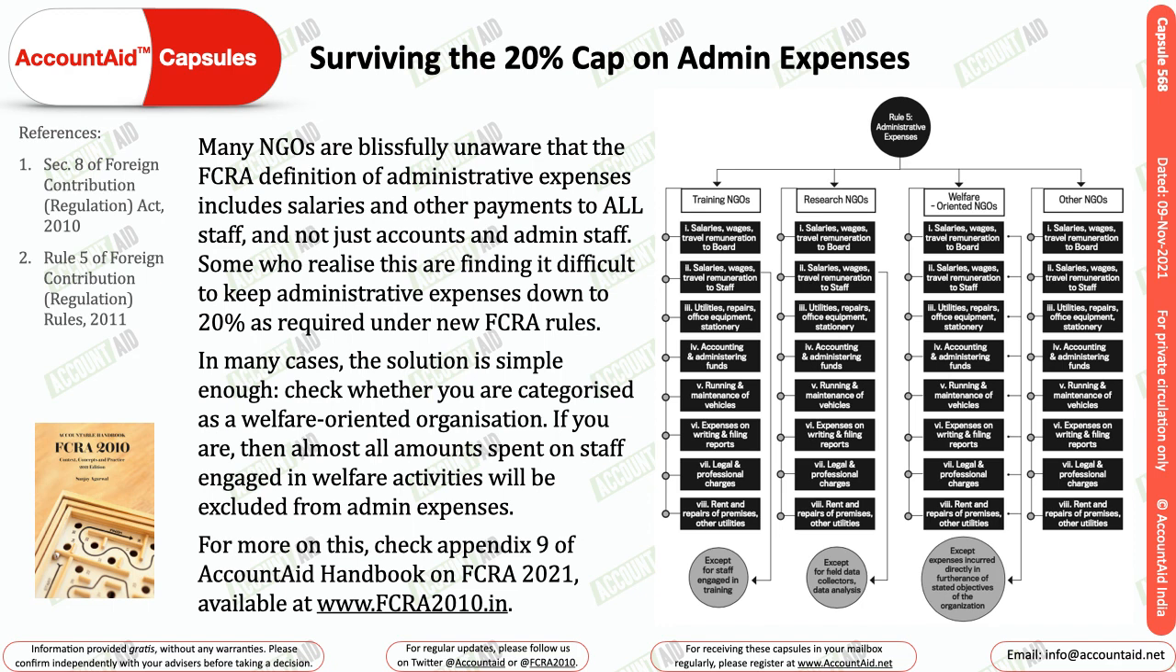Please do study that, because this admin expense problem is going to become increasingly prominent as we proceed over the next 5 years, and perhaps in the next round of FCRA audits you will face this challenge. So do please calculate admin expenses correctly as explained here.